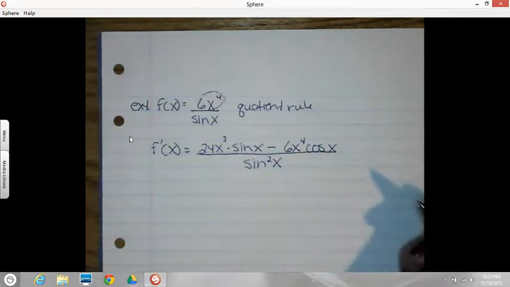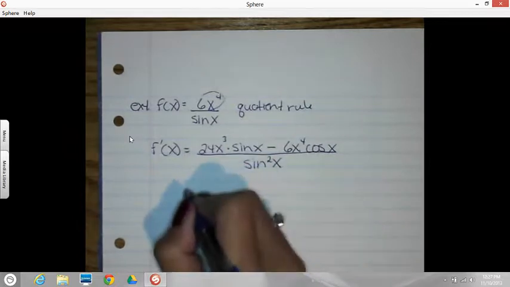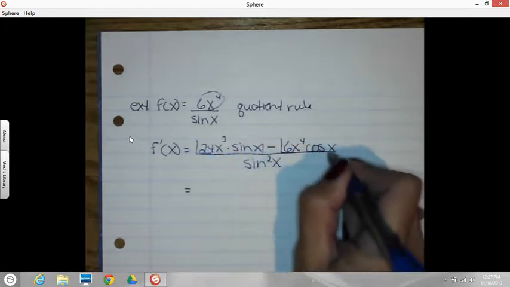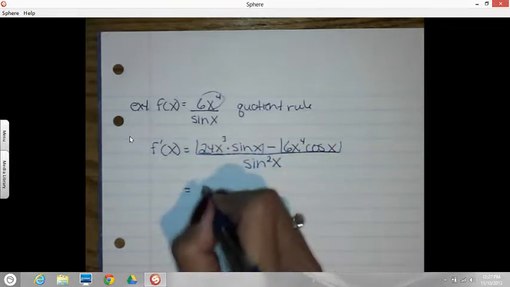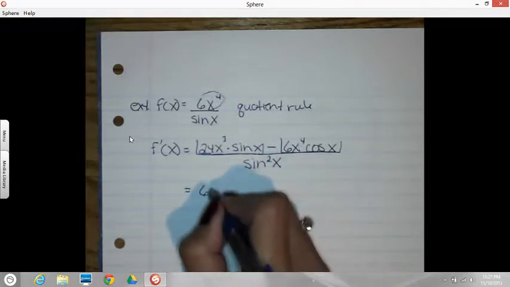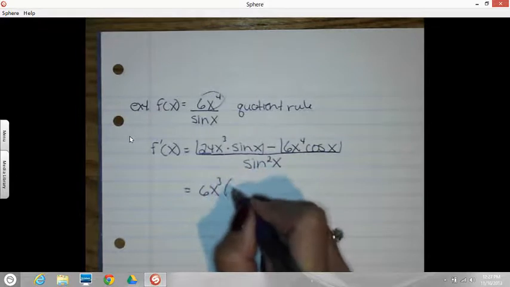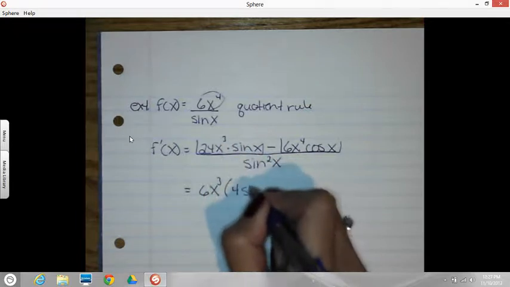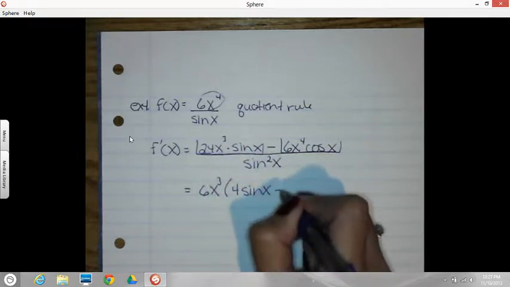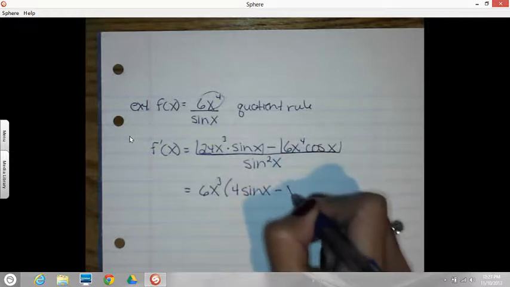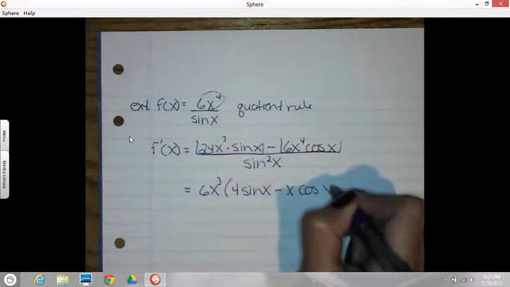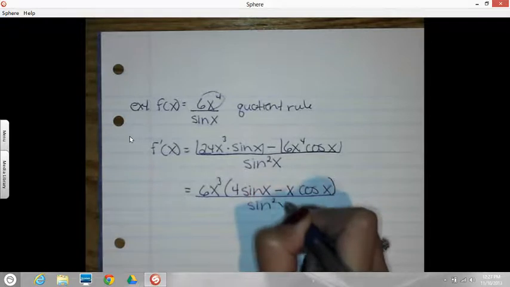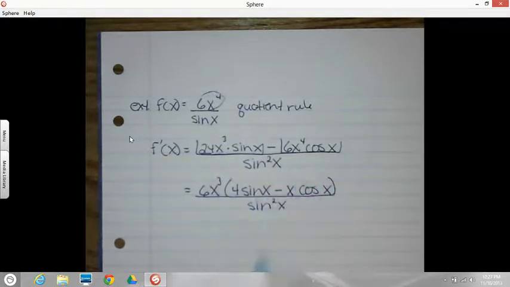And now, as far as simplifying, all we can do is factor the top. I've got a 24 and a 6, so I can take out a 6. X cubed and x to the 4th, we can take out the x cubed. Left inside is a 4 sine x, minus, the 6 is gone, I'll still have an x, cosine x, all over sine squared x. And if I look, there's nothing that'll cancel. So that's our final answer.